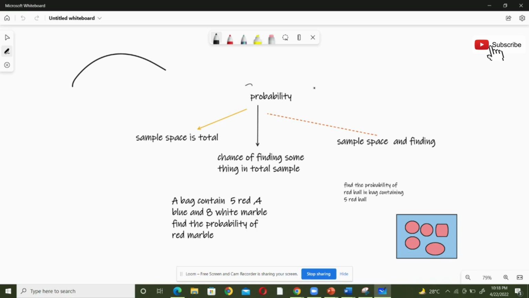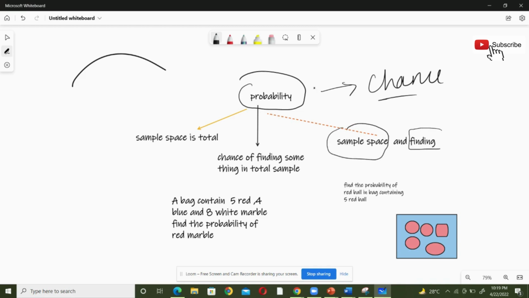Basically, probability is nothing but simply the chance. It is the chance of finding one thing in some sample or sample space. In order to find the probability, you need to know two important things: one is the sample space and the other is the thing you have to find.